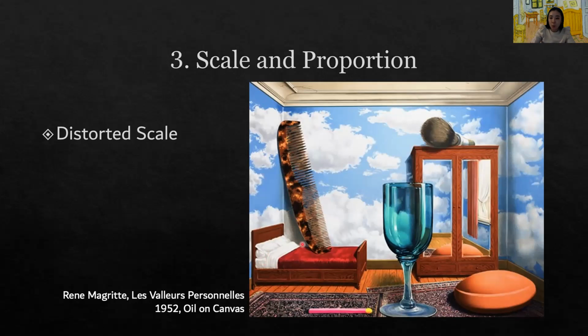Yes, yes. So which objects are distorted scale? The comb and the glass. Yes. I don't know the name for that makeup thing. Yeah, the comb, cup, brush, soap. So these are so large, larger than the furniture in this room, right? So that makes an unusual and very unique work of art. So that is called distorted scale.